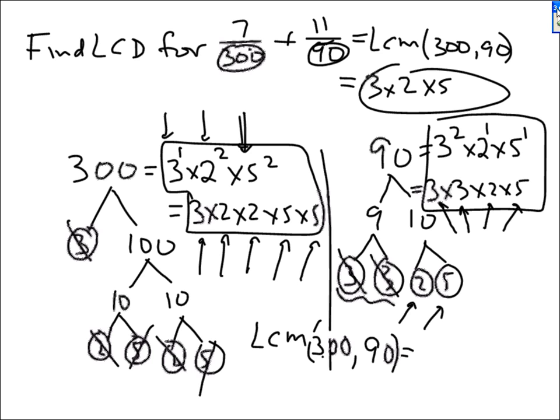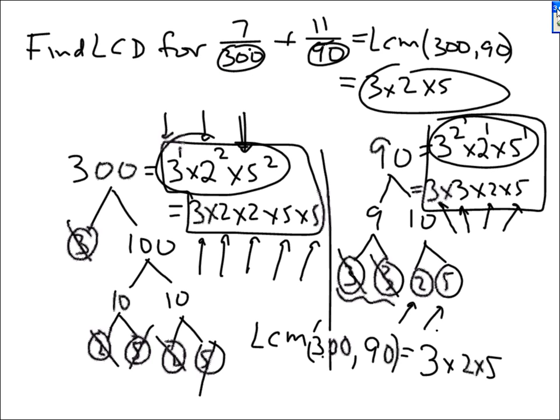Well, the different powers were 3, 2, and 5. Between here and here, the highest power of 3 is 2. We have 1 and 2. Highest power was 2. The powers of 2: 2 and 1. 2 is larger. The powers of 5: 2 and 1. 2 is larger.